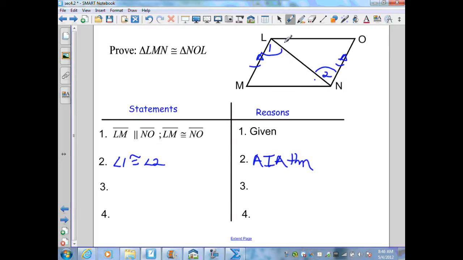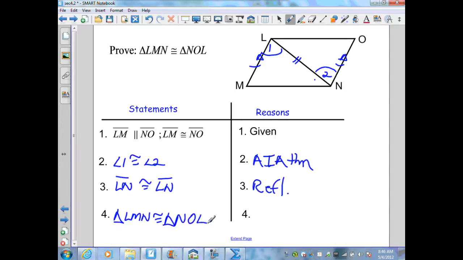I can state that these 2 are alternate interior angles, but I can't state they're congruent because these 2 lines are not parallel. But I can still use one of my shortcuts if I can get LN congruent to LN, by the reflexive property. And now in my diagram, I can see I have side, angle, side. Therefore, I can state triangle, and I'm going to use their congruent statement, LMN congruent to triangle NOL, by the side, angle, side postulate.